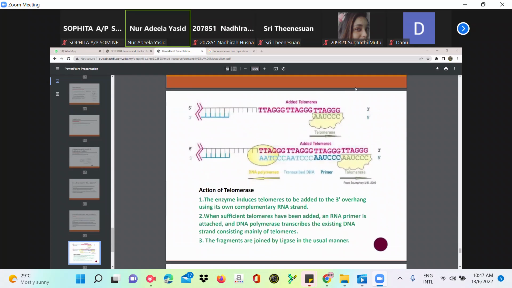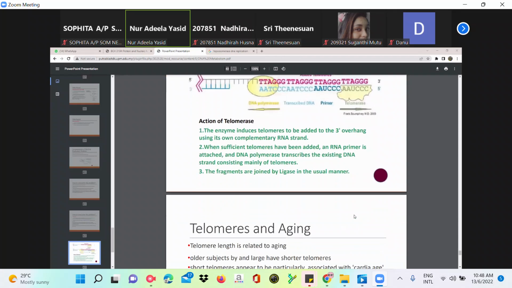Okay, so you can read this. For this specific topic, you should understand what is the problem with replication at the end of the linear chromosome, and how the problem is overcome. Apakah yang diperlukan untuk overcome the problem? By having telomerase and telomeres. So understand what is telomere, understand what is the role of telomerase. So this topic should be straightforward lah, senang je.